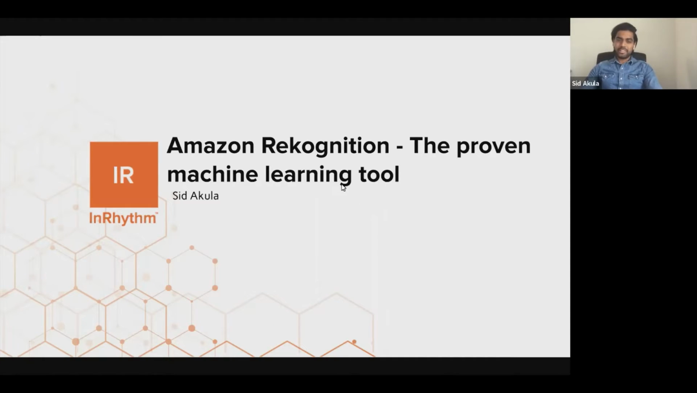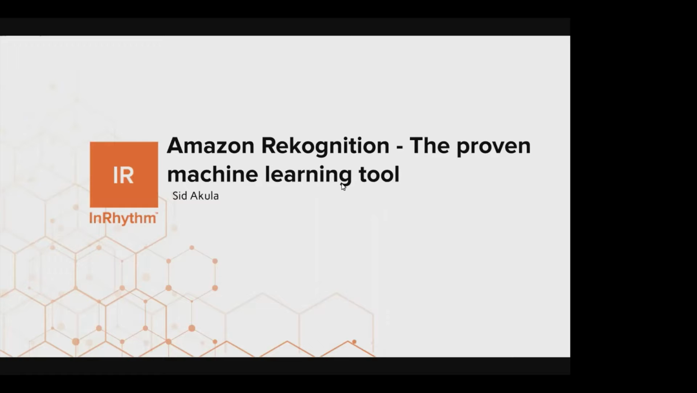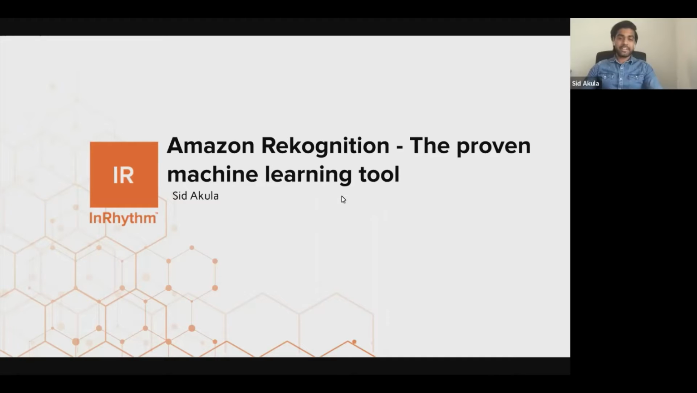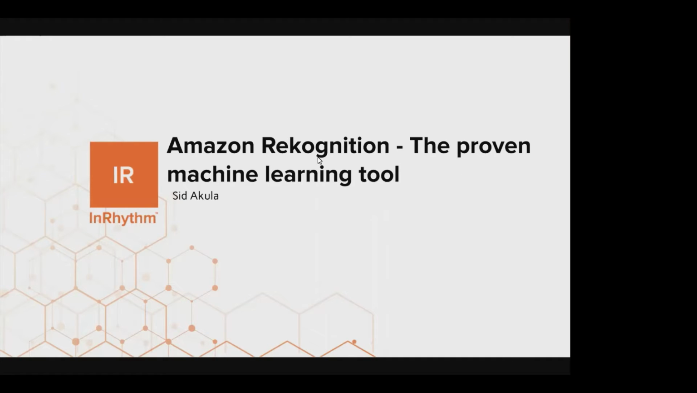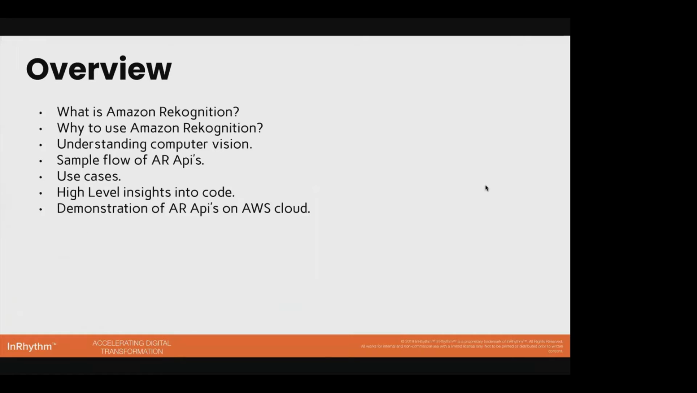I'll call this lightning talk Amazon Rekognition the proven tool because I myself proved it. I worked on it extensively and I've seen the big clients using it as well. I've researched enough to say that it's a proven machine learning tool and the market says so. So let's go through the overview.